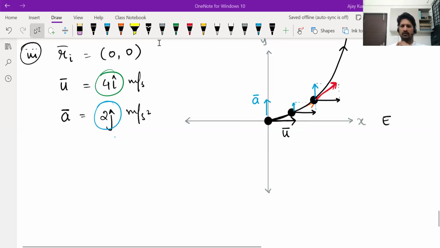Okay. I got two answers as x square is equal to 16y, and I got one answer as x is equal to 4 root y. It's the same thing. Okay, fine.